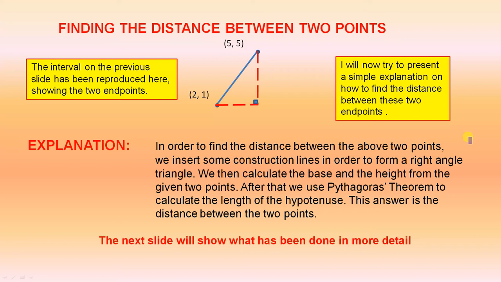In order to find the distance between the above 2 points, we insert some construction lines in order to form a right angle triangle. So you just do a dotted line here, vertical, and a dotted line here which is horizontal, and that is a right angle. We then calculate the base and the height from the given 2 points. After that we use Pythagoras' theorem to calculate the length of the hypotenuse. This answer is the distance between the 2 points. So the next slide will show what has been done in more detail.